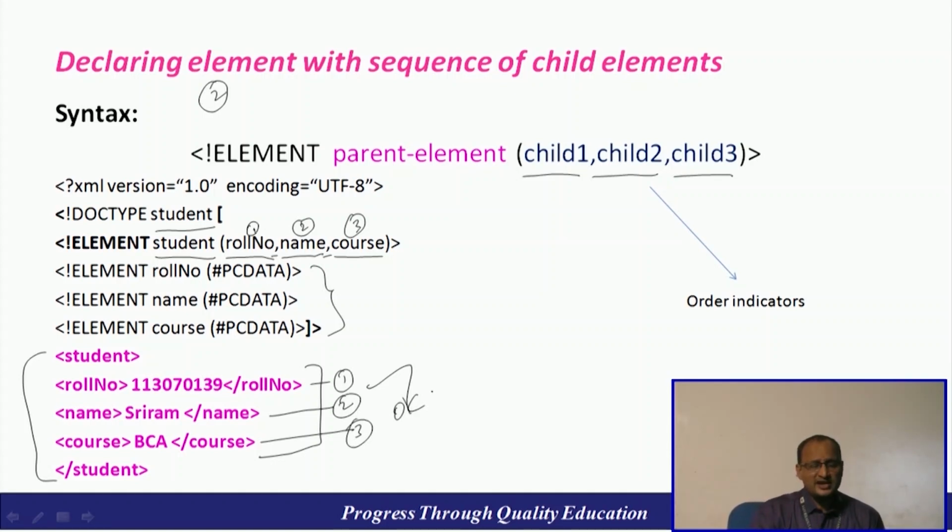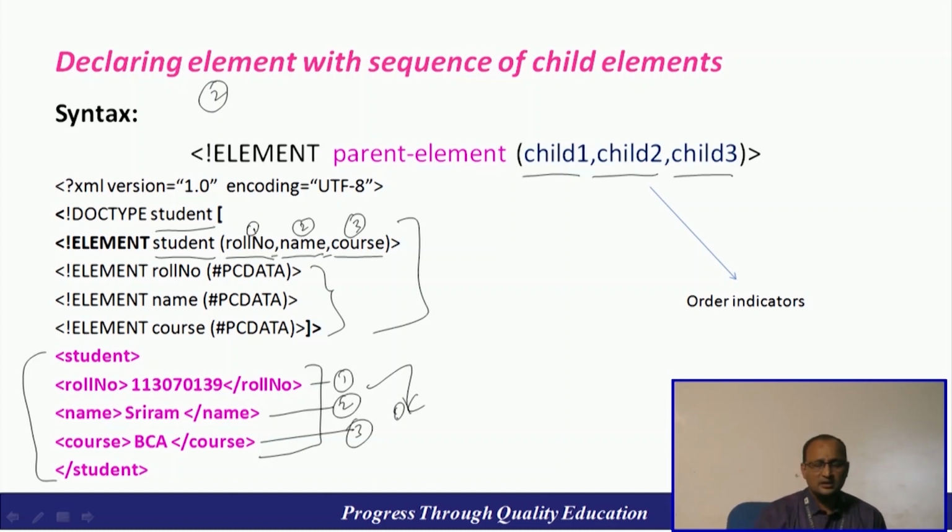Suppose I change the order, and I give the roll number as the first one and course as the second one. In that case, the XML document is invalid, because according to the DTD, roll number should be first, followed by name, followed by course. This is only the sequence. We should not change the order in the XML document.